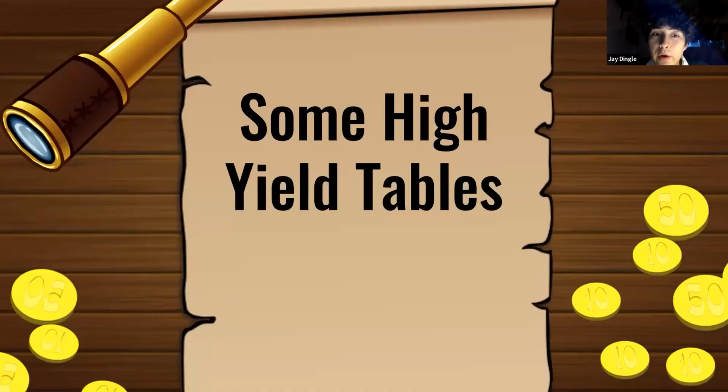I'll now go and show you guys some super high yield tables. So these tables are really important because they're not necessarily covered in your lectures, but they're often brushed over in your tutes, but will most definitely be tested in your exams. I can guarantee you that. So let's have a look.